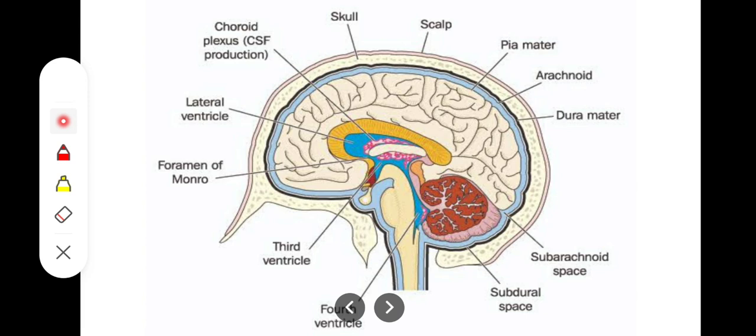So this is all about the various parts of the lateral ventricle, their relations, and the choroidal plexus of it.